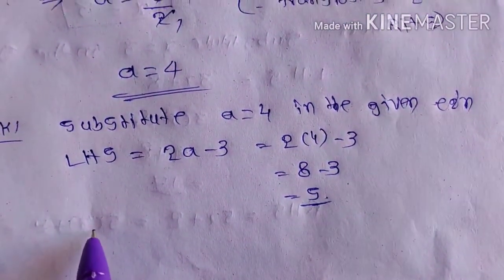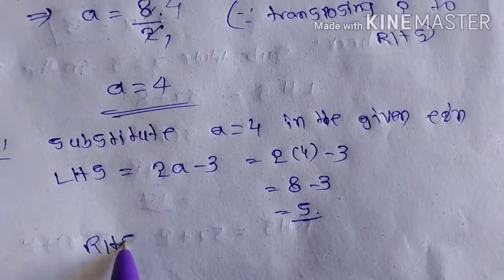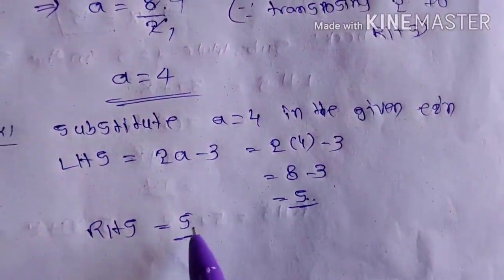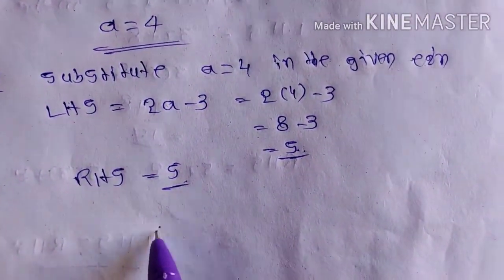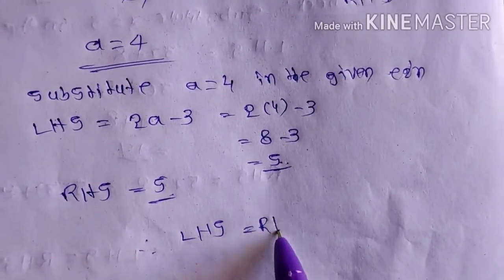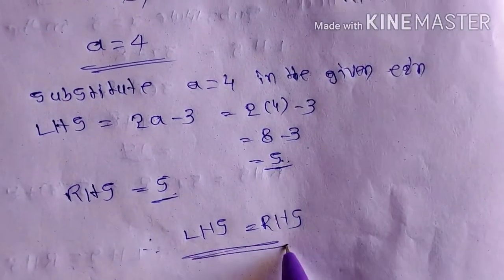RHS is equal to 5. See here, LHS 5, RHS also 5. Both are equal or not? Yes, you can write here, LHS is equals RHS. This is your solution.